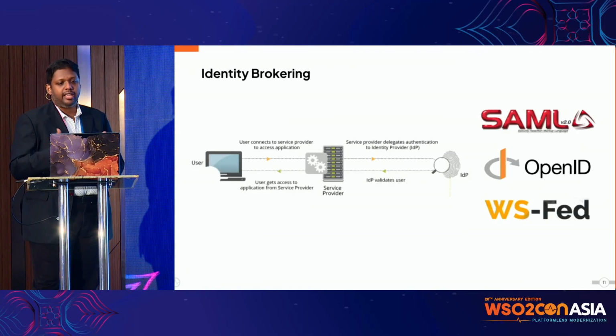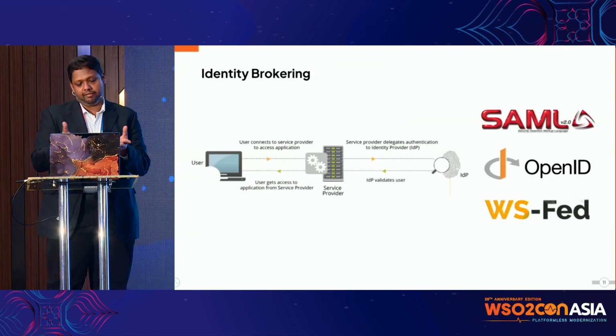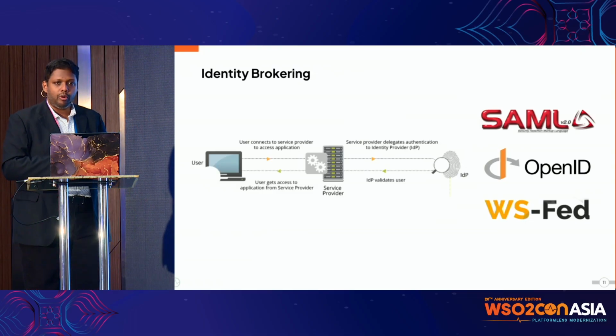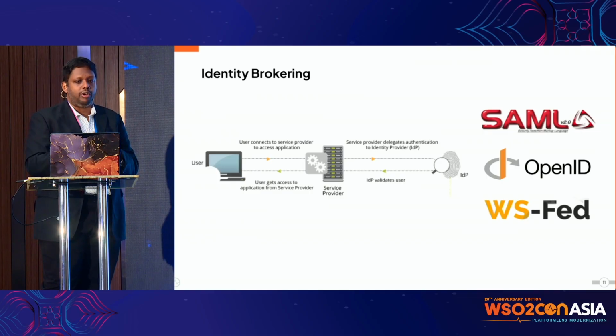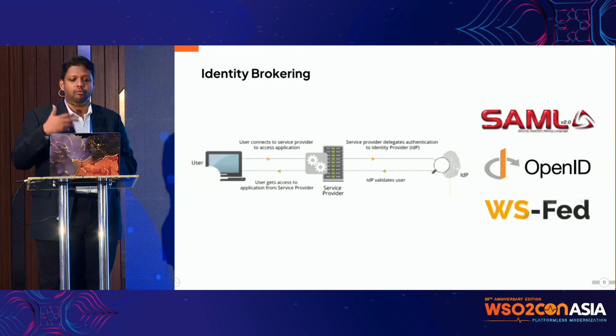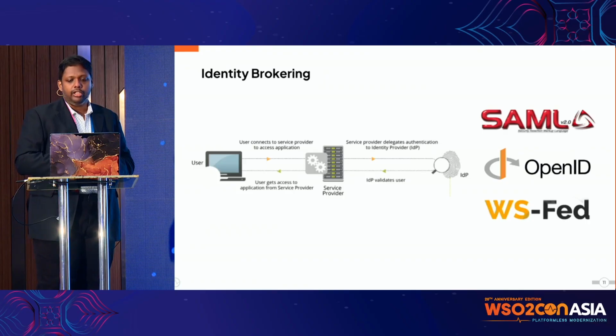So then we came into identity brokering. This is the very first pattern we are going to discuss. Identity brokering is about centralizing all your identities into a single IAM system, or we call it IDP. And whenever an application wants to authenticate users, it will talk to the IDP using one of these protocols. So we have SAML, OpenID Connect, and WS Federation.